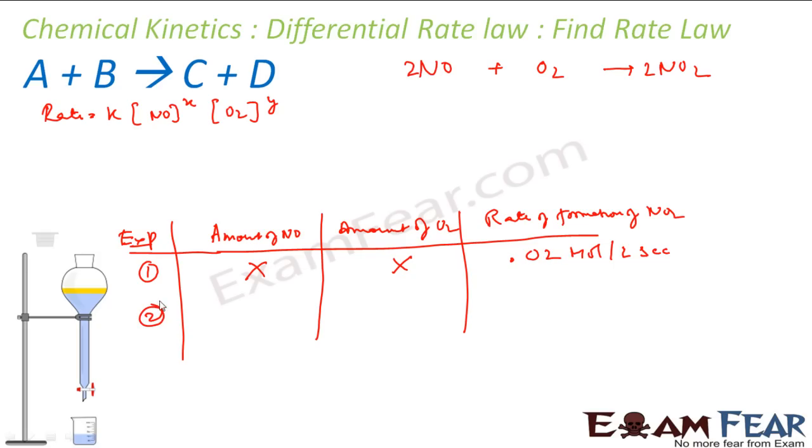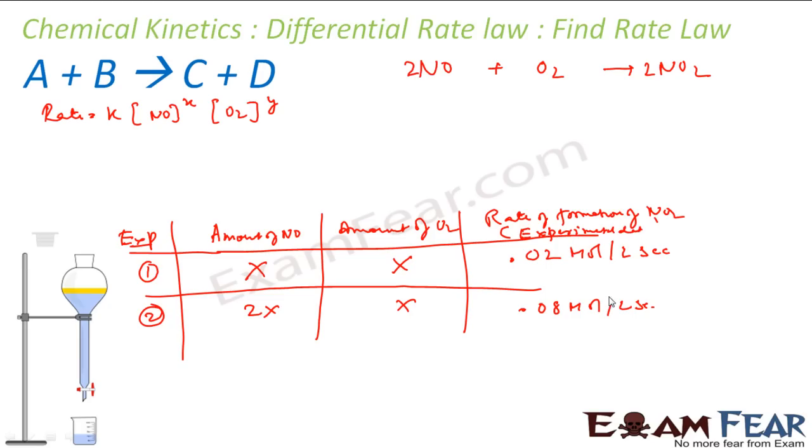In experiment 2, what we can do is double the concentration of NO and keep the concentration of O2 the same, and then let's suppose the rate becomes 0.08 moles per liter per second. This is all experimental, right? This is rate of formation of NO2, experimental data. All these are experimental data only. These two we are changing and this we are calculating. So if you see, from x to 2x we made, and this becomes 2 to 8. Correct? What does it mean? Sorry, it becomes 4 times, 2 to 8. 2 became 8, that is 4 times. Correct?